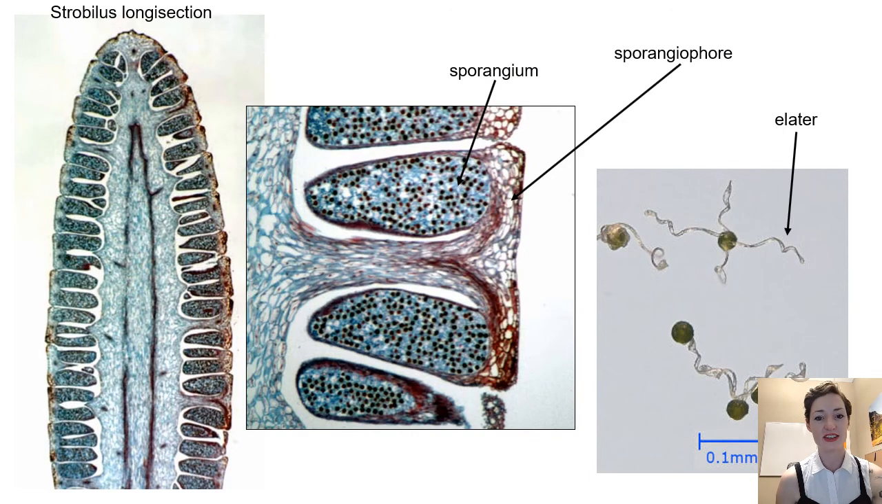This is a long section through a strobilus. So here we have this T-shaped structure that bears the sporangia. So phore means it's bearing, right? So we have the sporangiophore, bearing the sporangia.